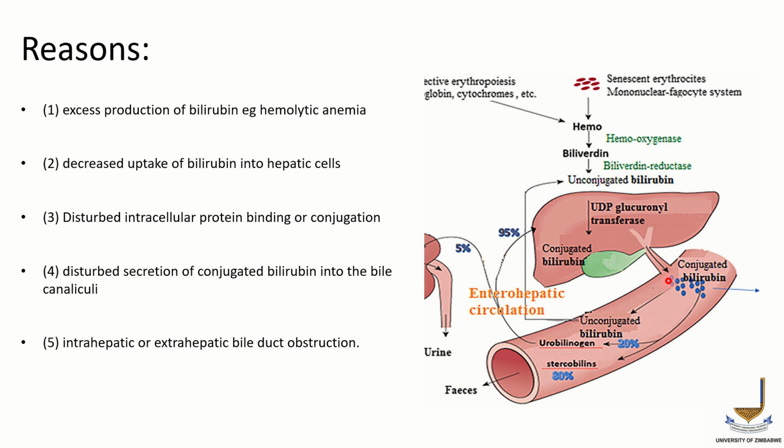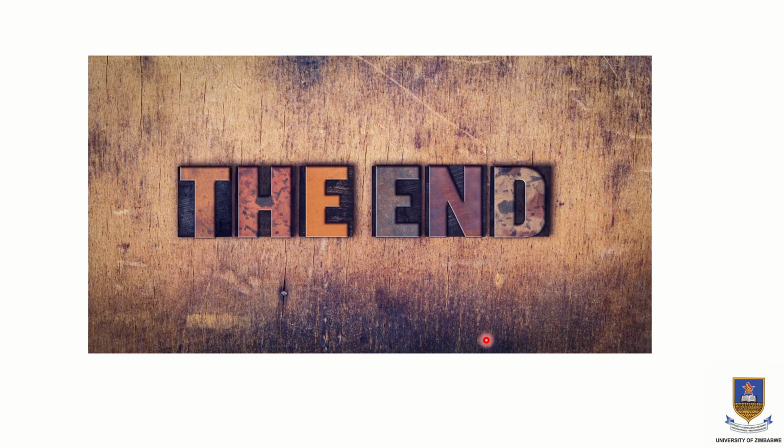which stop or impede the flow of bile into the small intestines and ultimately its secretion, right? It can also be another cause of jaundice, right?